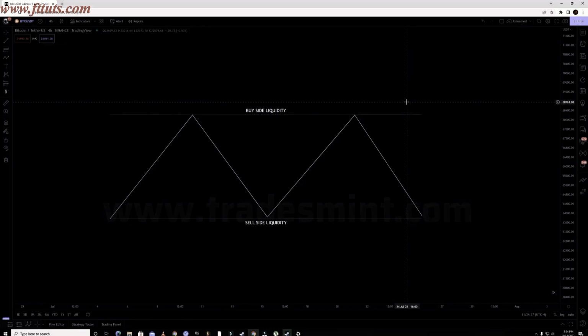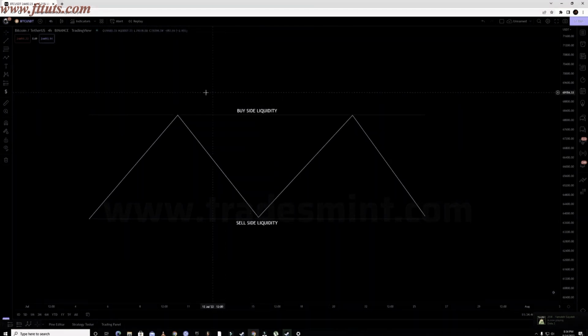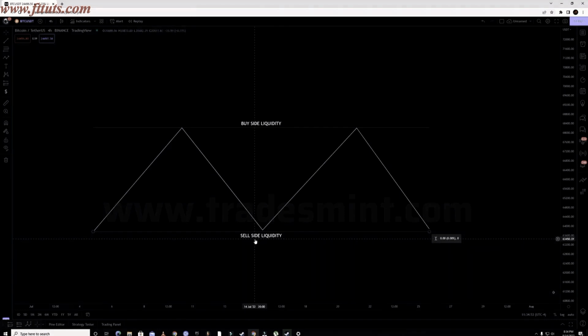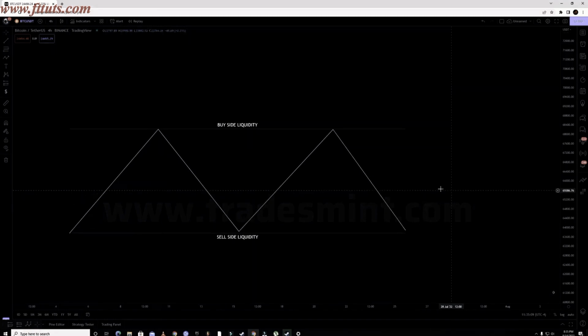So let's suppose that this is resistance, right? And this is support level. All right, so we are told to sell at the resistance and then buy at the support level. Okay, and now you might have noticed that I have labeled the resistance as buy side liquidity, and I have labeled the support level as sell side liquidity. And I'm going to explain to you why I did that, but let me explain a bit more about liquidity.